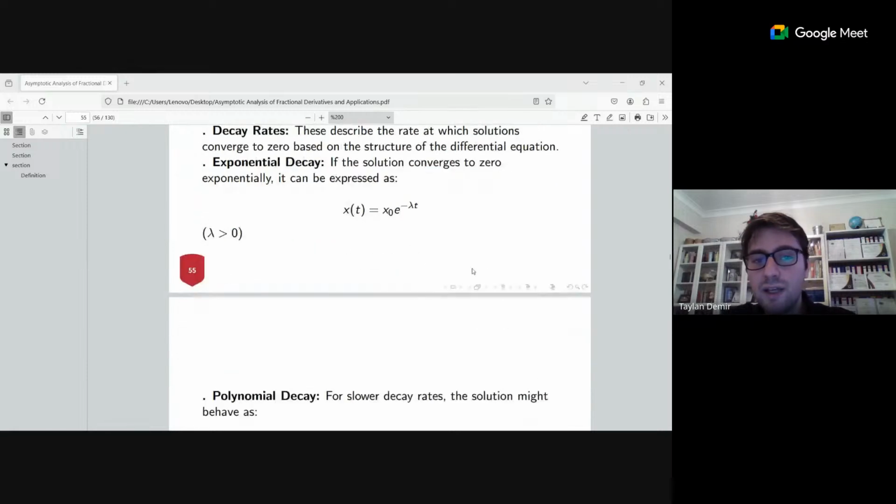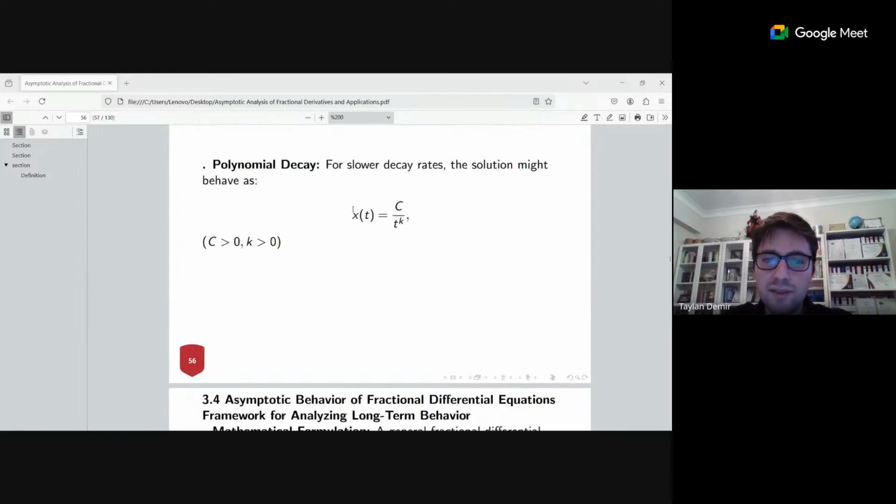It is unstable. Decay rates describe the rate at which solutions converge to zero based on the structure of the differential equation. If we mention exponential decay, x of t equals x sub 0 times e to the power of minus lambda t. If the solution converges to zero exponentially, it can be expressed like this, and lambda is positive. And this is the polynomial decay: x of t equals c divided by t to the power k, where c and k are positive.